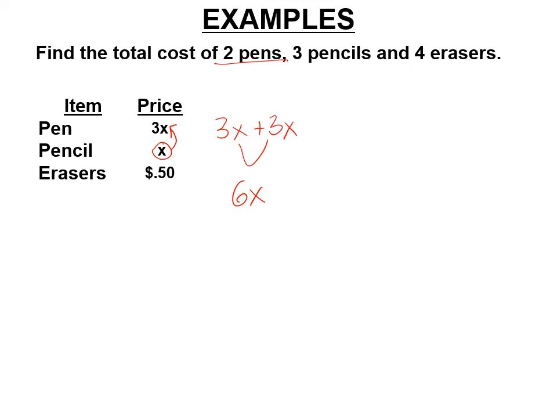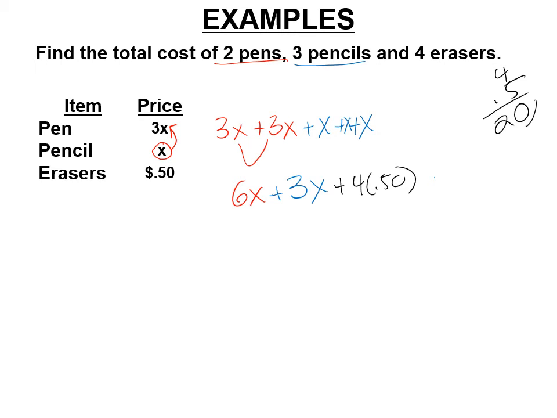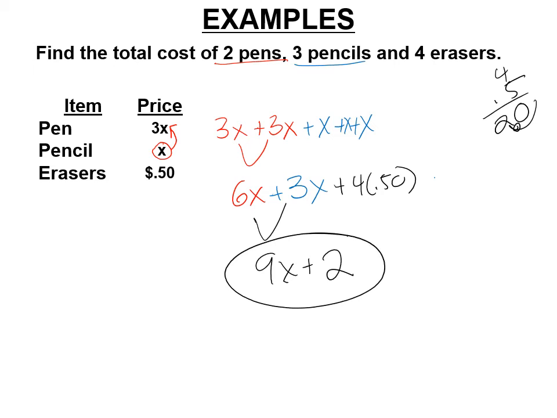Okay. And then 3 pencils. Let's do it in different colors. So 3 pencils, they're each x. They're 3x, right? Because they're x each and there's 3 of them. And then we have 4 erasers. And the 4 erasers are 4 times 50 cents, right? Well, 4 times 5 is 20, but we move the decimal point, that's $2. So when we add these all up, you get 9x plus $2, or 9x plus 2.